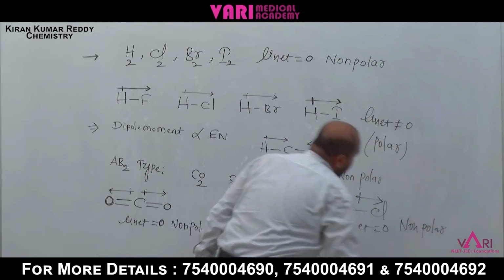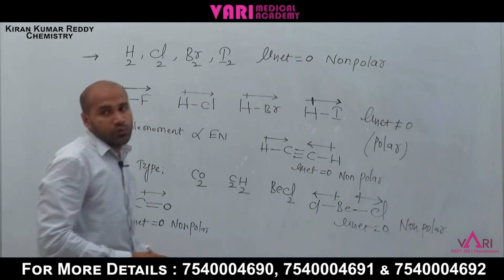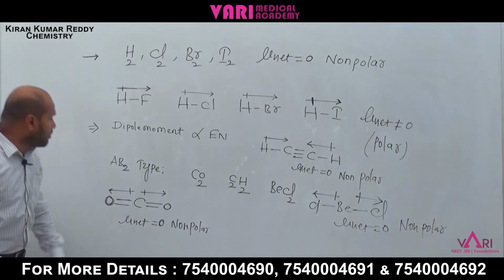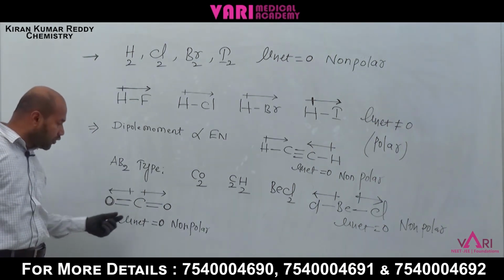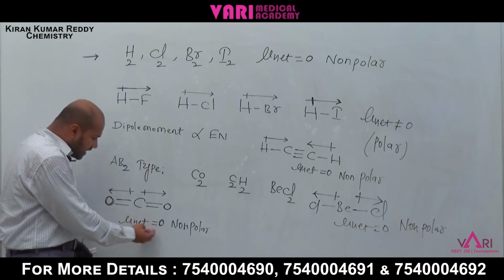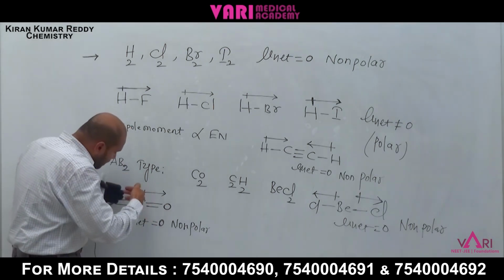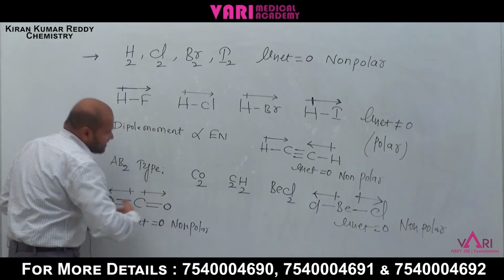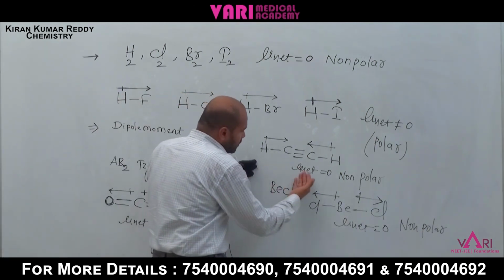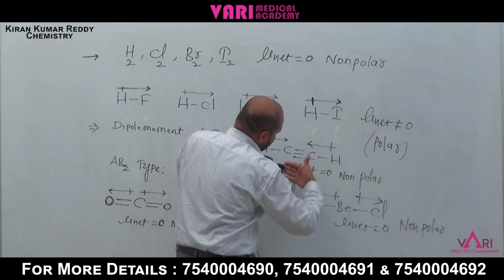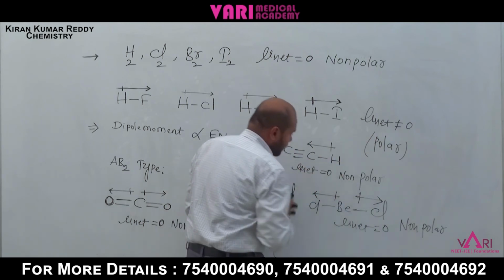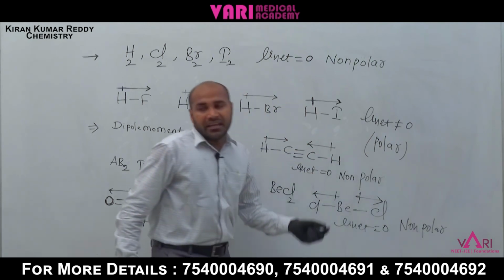These are the AB2 type molecules. Take CO2: why, sir, is mu zero? Because this is less electronegative and this is more electronegative, so they are opposite vectors and they cancel. If you take C2H2 also, opposite vectors cancel each other, mu net is equal to 0, and that molecule will be non-polar.